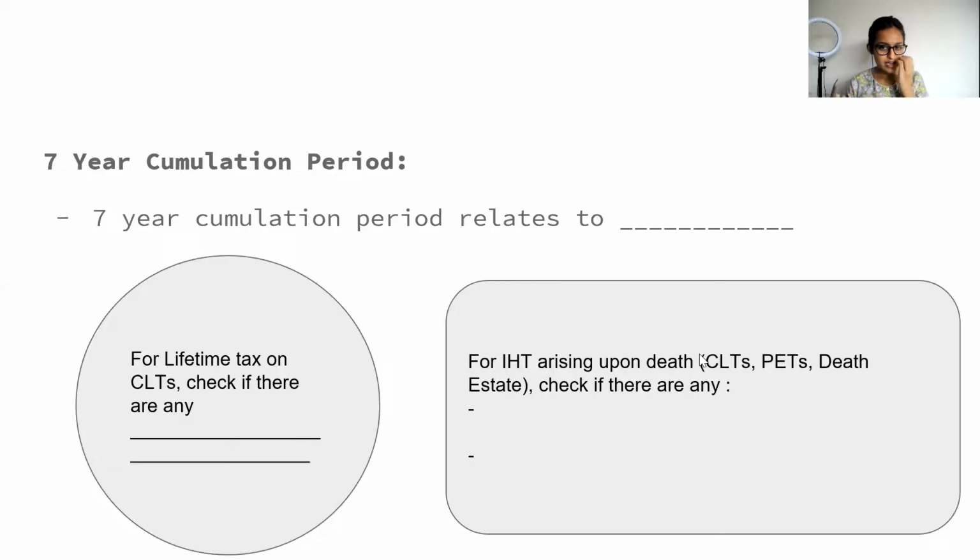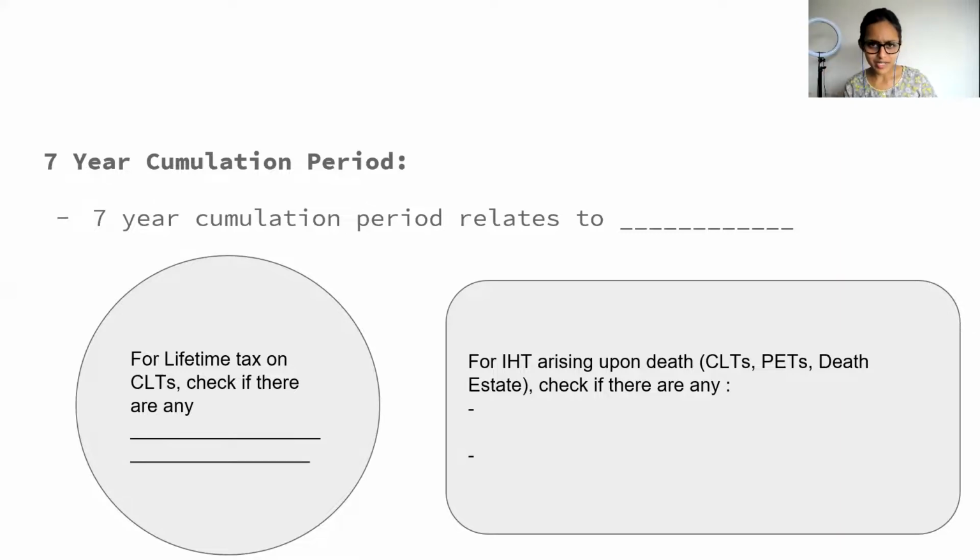Now with regards to the 7-year accumulation period, what exactly is it? It is true that each year you get a nil rate band of £325,000. But the tax authorities always make sure that in a period of 7 years, you're not using more than £325,000 in total. Otherwise, every year you would just keep transferring your wealth little by little, and you would save a lot of tax. That is why the 7-year accumulation period exists.